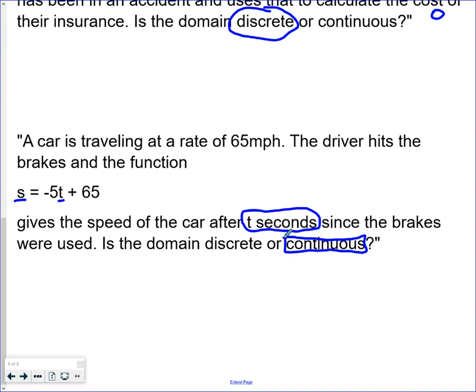We don't count the seconds. We measure the seconds using a stopwatch or some sort of measuring device. So you can put in decimals, you can put in fractions, you can put in whole numbers, therefore it's continuous. Time is almost always going to be a continuous domain. And remember, in a function, the variable that's by itself, that's your output. The variable that's with all the other numbers doing stuff with them, that's your input. So I input time, and I get out the speed. That's how this function machine works for this problem.